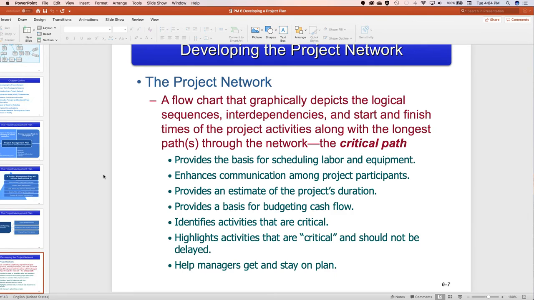Now, the way we do this is in a network diagram, which I'm going to show you a picture of in just a moment. So the network diagram is like a flow chart, and it graphically represents how each of the pieces fit together, how they're interdependent, what the start and finish times are, and so forth. The project network is always going to look at the critical path, and the critical path is the longest path through the entire network. The reason we do this project network diagram is so that we can have the labor and scheduling together, tells us about our cash flow, what activities are critical, and helps us to stay on plan.